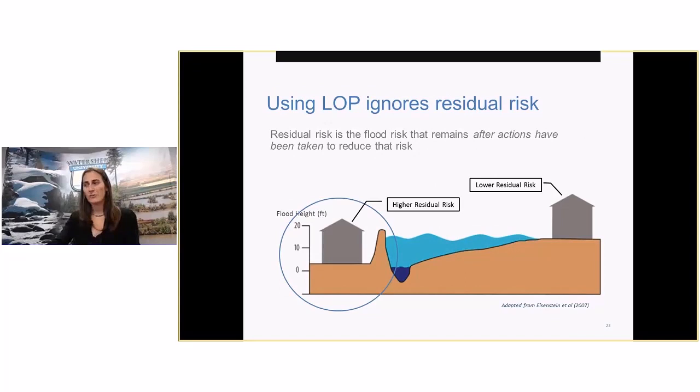Using the level protection approach ignores residual risk. Residual risk can be defined as the flood risk that remains after you've taken actions to reduce that risk. So consider these two houses and this water level. The house on the right has lower residual risk than the house on the left. Let's imagine that the water level rises 2 or 3 feet. If you're in that house on the right, you're seeing the rain and the water level slowly rise up. Presumably you've got time to move your valuables out of the way or to a second floor. You can evacuate. And if you're in a special flood hazard area, presumably you've got some insurance and maybe you've done some mitigation or floodproofing already, so hopefully your damages are low.